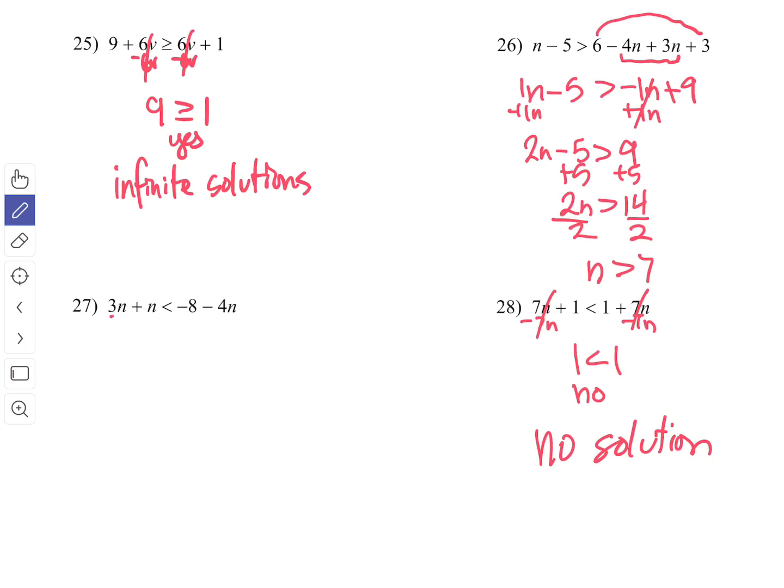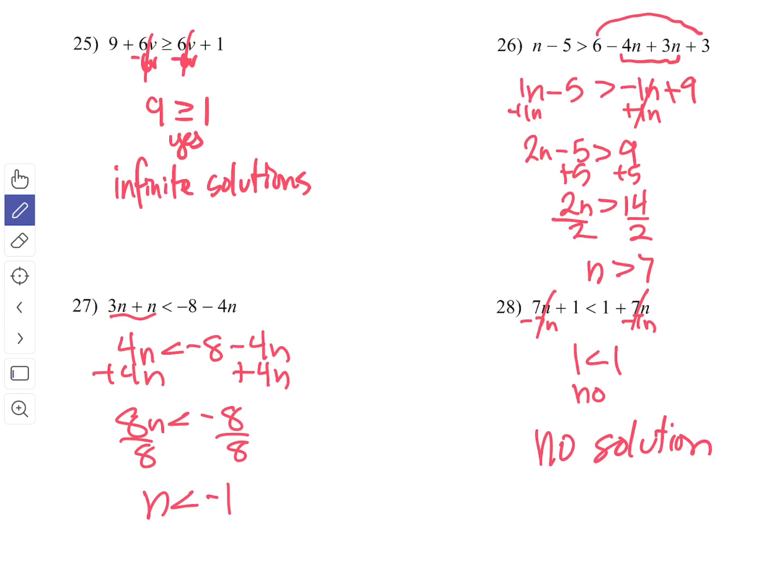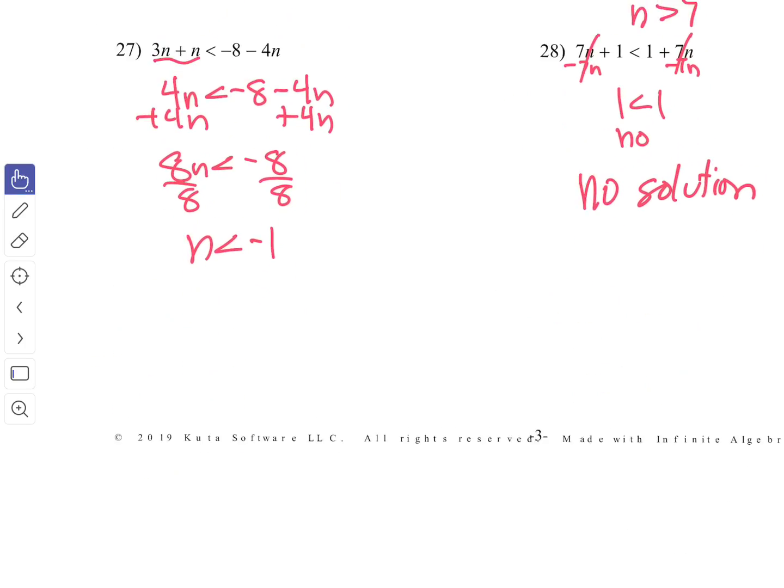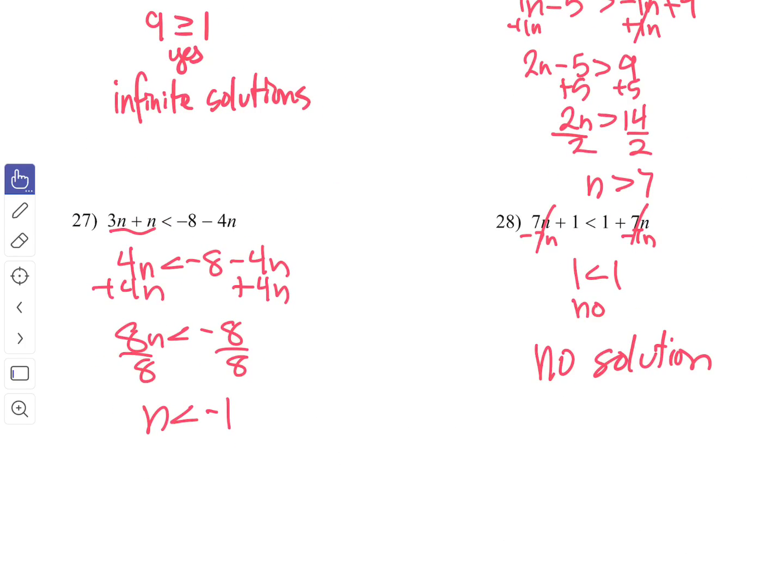Okay, then number 27, we can combine these. 3n and n would give us 4n. It's less than negative 8 minus 4n. So now I want to add the 4n to get it over here. 4n plus 4n is 8n. It's less than negative 8. Divide by 8. And n is less than negative 1. Okay, and we're done with that one.